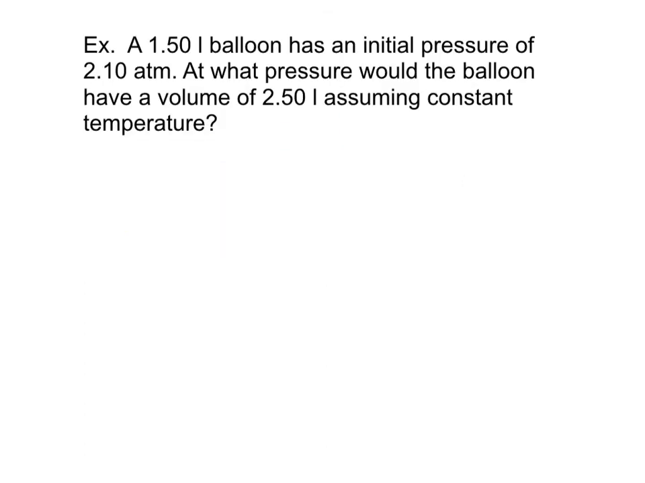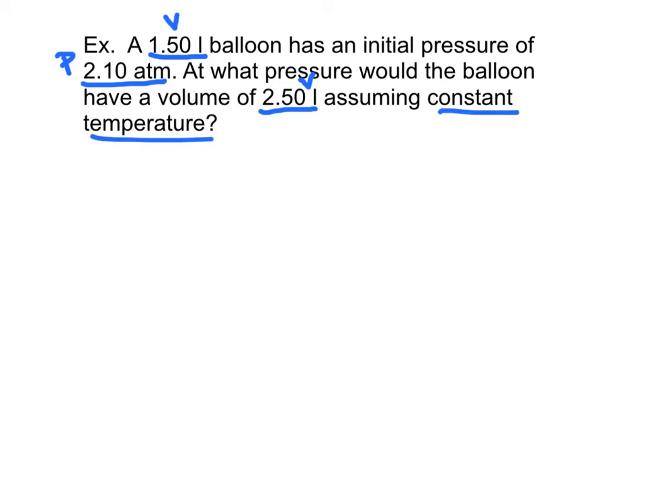Well, here's a sample gas law problem that you might see, and you might not know what type of law you're going to use on it until we start to read it. But what I like to do is use the units to tell me what each of these variables are measuring. For example, the first one says a 1.50 liter balloon. Now, liters is a unit for volume, so I'm going to put a V right above it. Has an initial pressure of 2.10 atmospheres. Atmospheres is a unit for pressure. At what pressure would the balloon have a volume of 2.50 liters? That's another volume, assuming constant temperature. Ooh, that's important too. Constant temperature.